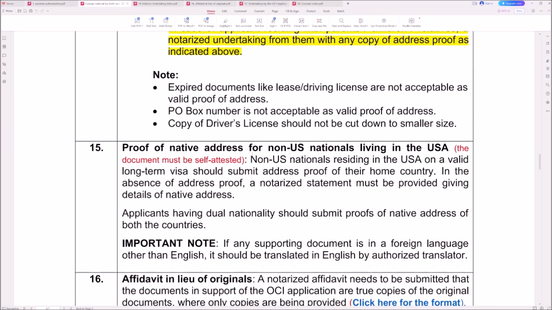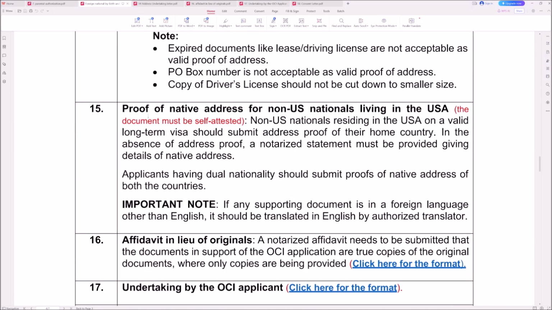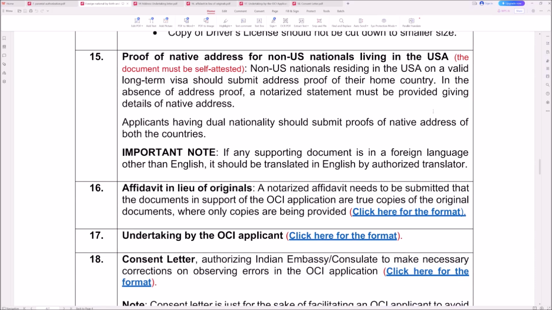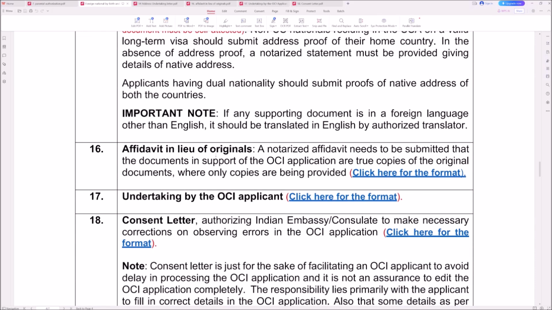After that you need to come to the 15th one, which is proof of native address for non-US nationals living in the United States. This is not applicable in case of an applicant who is a US national, so you can skip it. And then comes the affidavit in lieu of originals.